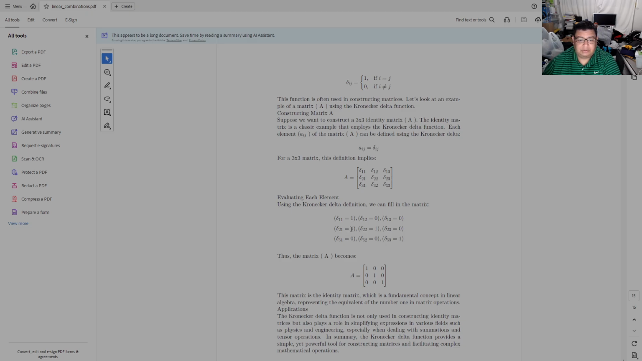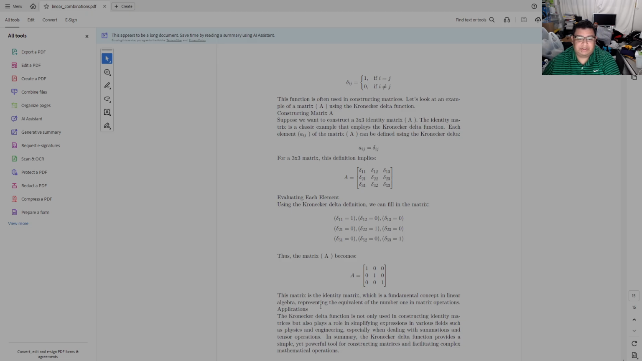For example, 2,1 is equal to 0 and 3,1 is equal to 0, because if you plug in 3,1, that means 3 is not equal to 1, so it follows the second rule, which is 0. Thus the matrix A becomes a 3 by 3 identity matrix, where the diagonal elements are all 1 and everything else is 0. This matrix is the identity matrix, a fundamental concept in linear algebra, representing the equivalent of the number 1 in matrix operations.